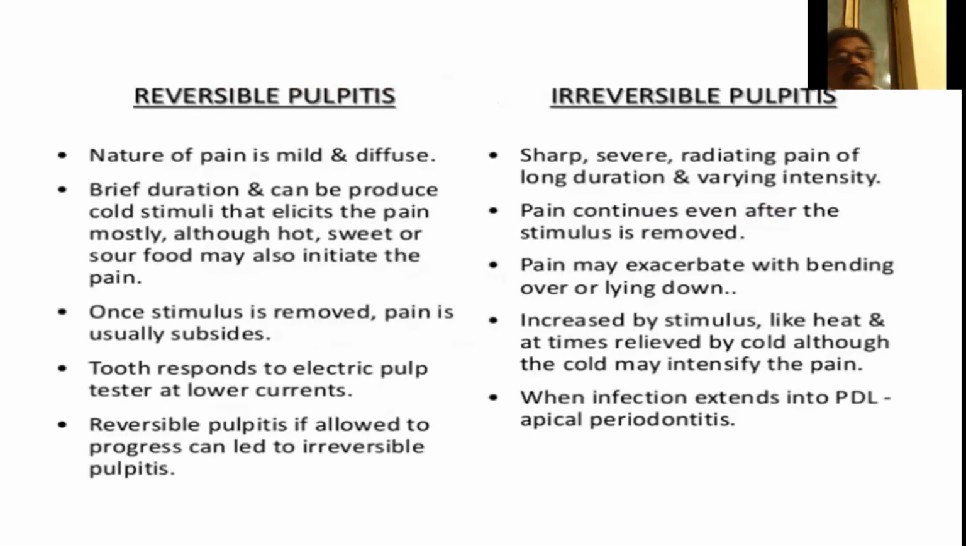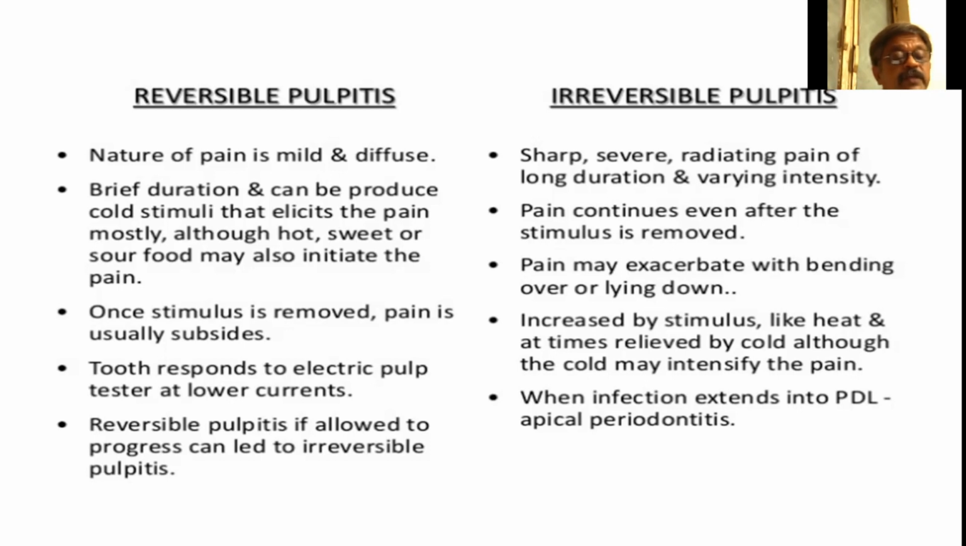So we will just go through the minor differences between reversible and irreversible pulpitis. In reversible pulpitis, the nature of the pain is mild and diffuse, and in irreversible we have sharp, severe, radiating, long-duration pain. The second is brief duration, and it can be produced by cold stimuli that elicit the pain mostly, although hot, sweet, or sour food may also initiate the pain. And in this one, the pain continues even after the stimulus is removed.